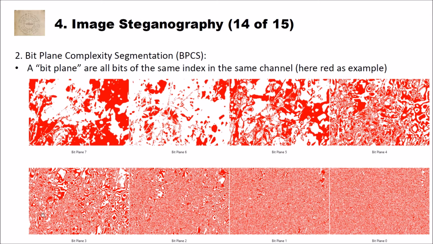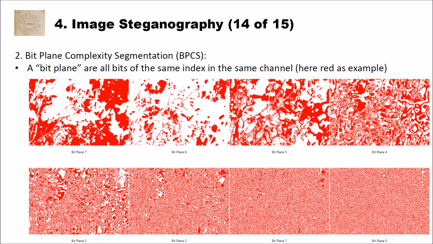Here's now an example for bit planes, and I show you all bit planes of the flower image that I used as example before. And here you see the bit plane of the red channel with index 0, so all least significant bits. Here you have the bit plane of all 1 bits, the bit plane of all 2 bits, the bit plane of 3 bits, and so on.